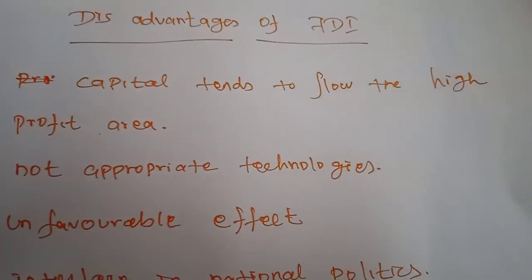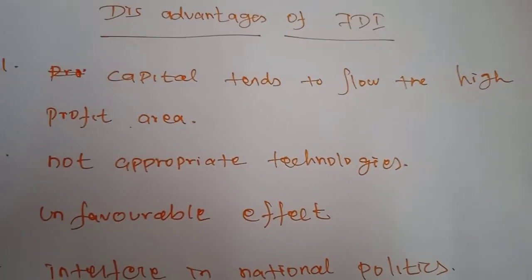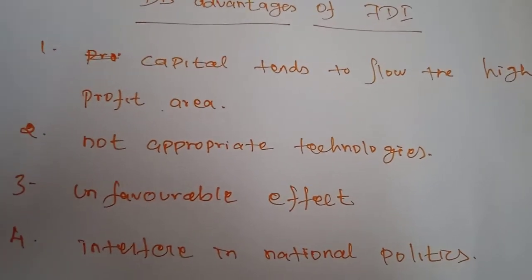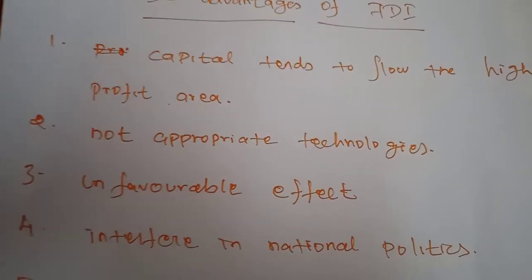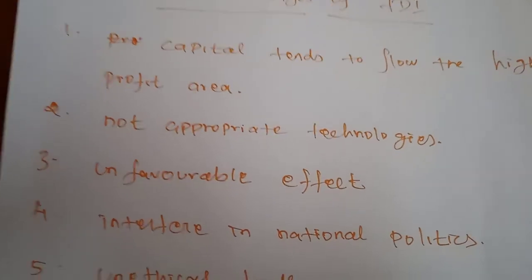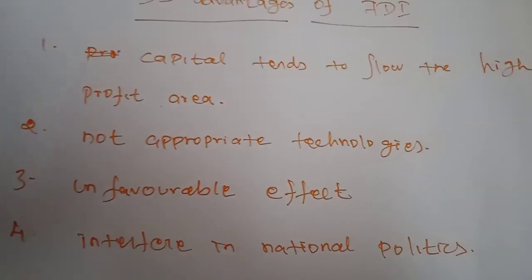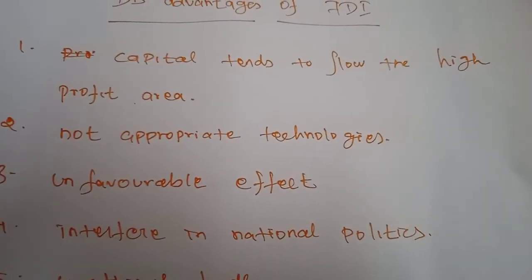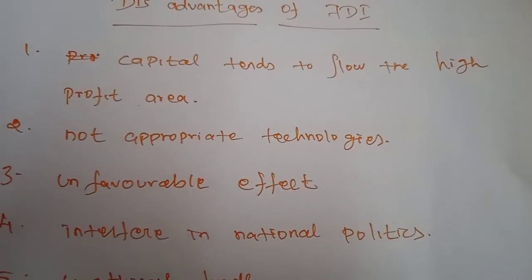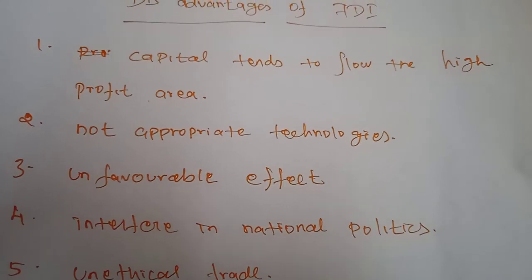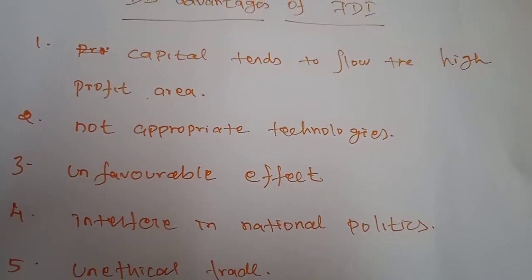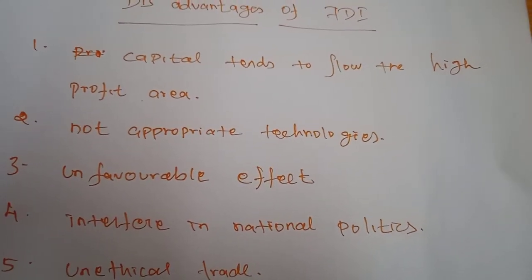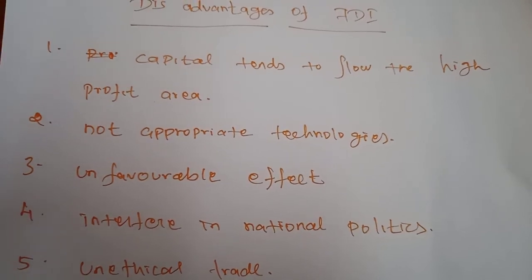First one is that capital tends to flow to high profit areas. The private foreign capital tends to flow to the high profit area rather than to the priority sectors. If you are allowing foreign direct investment, the investors will never invest in the priority sectors. They will invest only in the areas which are more profitable.